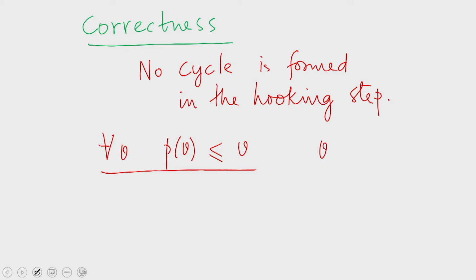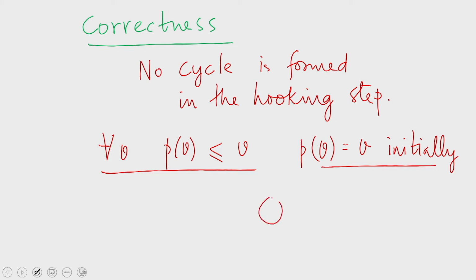Initially, P of v is the same as v, and whenever hooking happens in the first step, we will be hooking a vertex to a smaller vertex. For example, let us say you have an edge from u to v, a real edge in the graph. The process sitting on this edge looks at P of u and P of v. It finds that P of u is larger than P of v, and therefore it ends up hooking u to v.